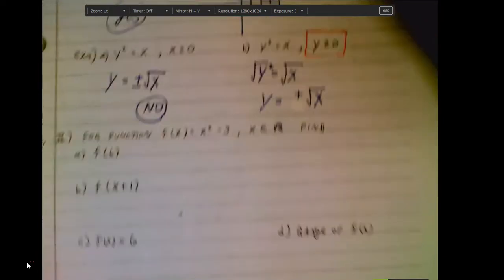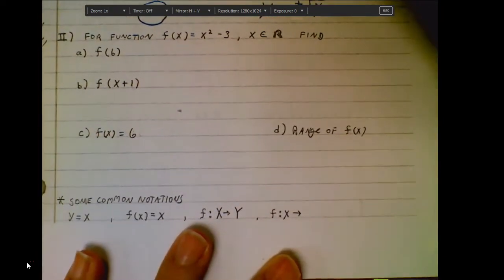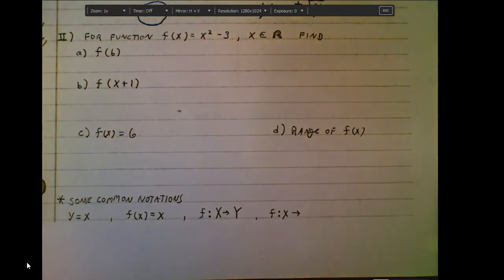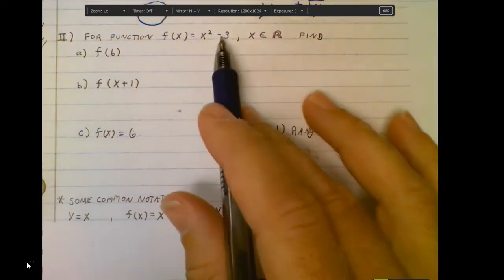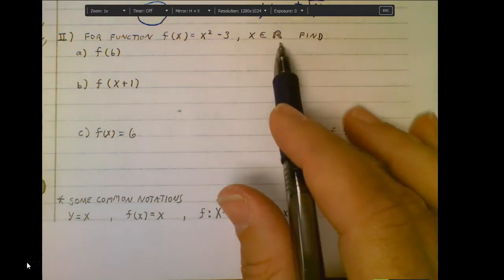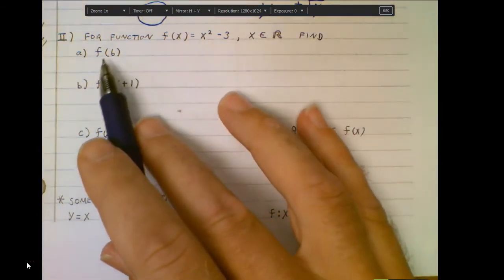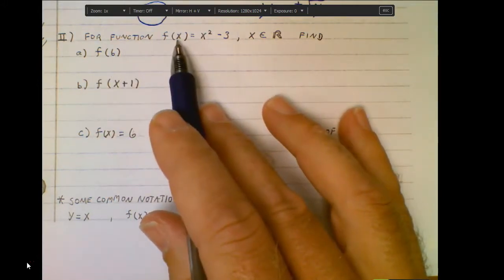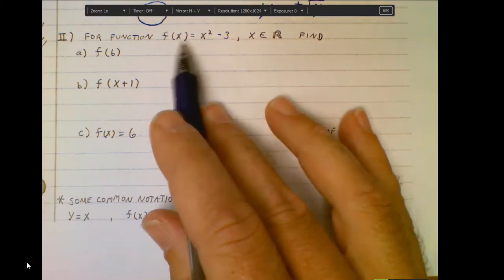So moving on down here, in part 2, these are now just a matter of kind of subbing in numbers and getting some results. So we're given a function like this. It says that your x's are all elements of the real number system. So let's find a few things. When they say something like f of 6, that means I am subbing in a 6 for x here and here.